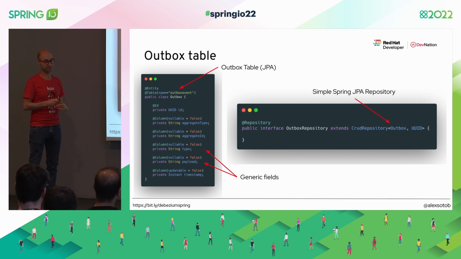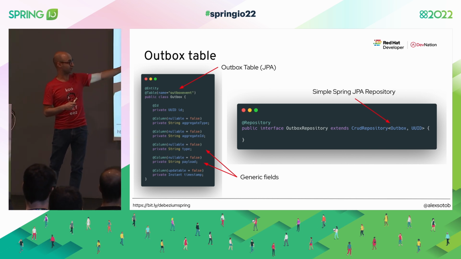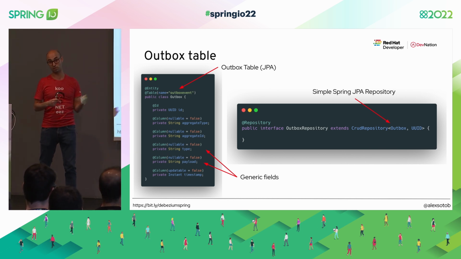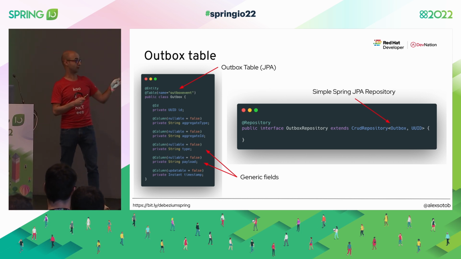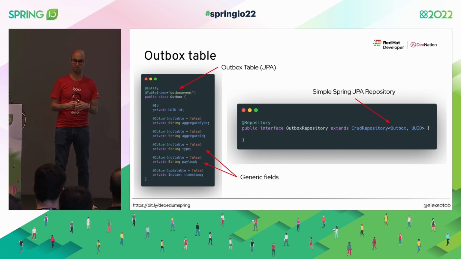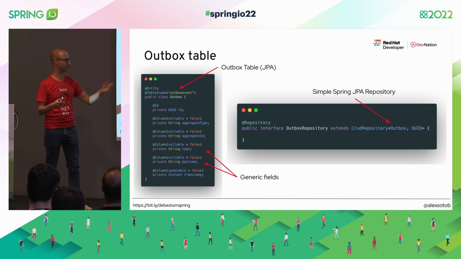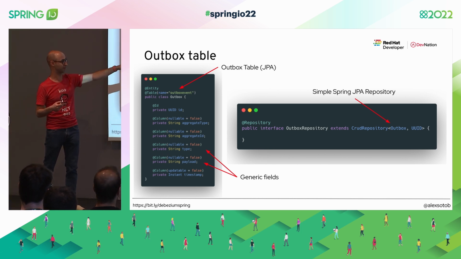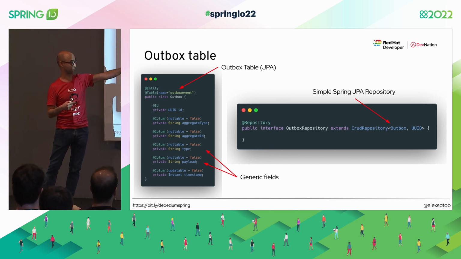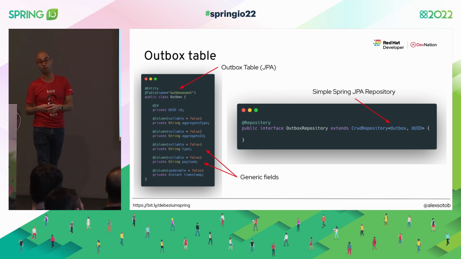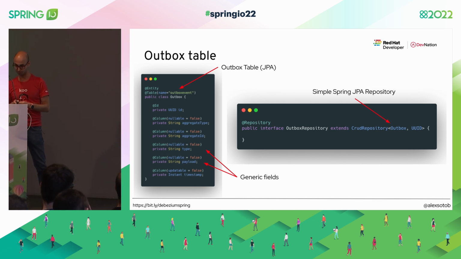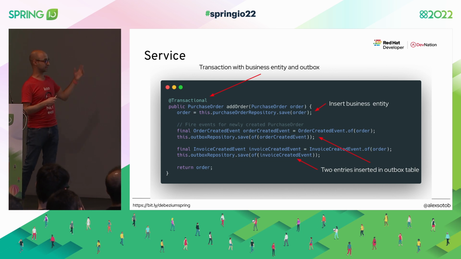And also the timestamp. And also I created a repository because I'm using Spring JPA, so I don't want to spend time dealing with the entity manager and so on. I just set this interface with the repository. See that it's a CRUD repository with Outbox, nothing that probably most of you don't already use.